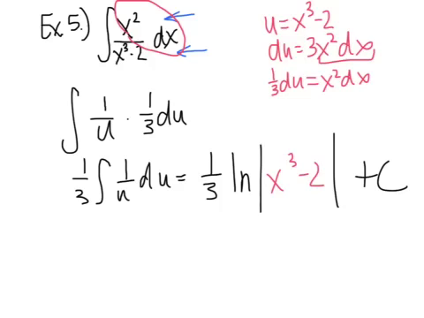So the moral of the story is just because you see a quotient does not mean you need to do long division. Long division only works if your numerator's degree is higher than that of your denominator.